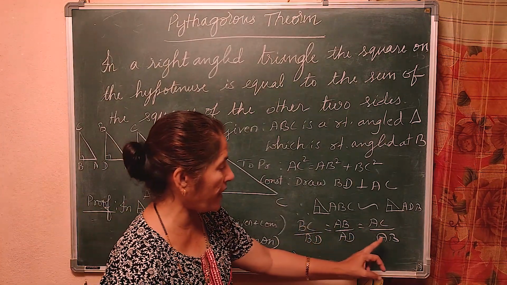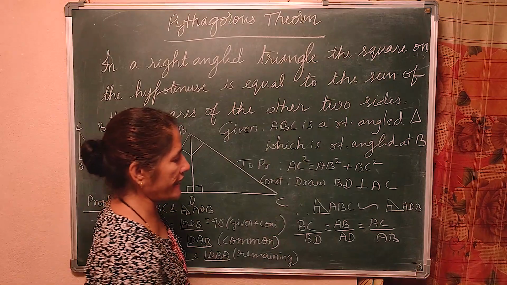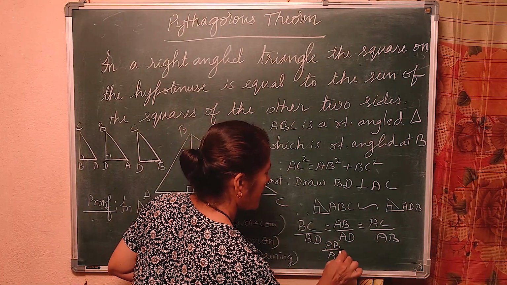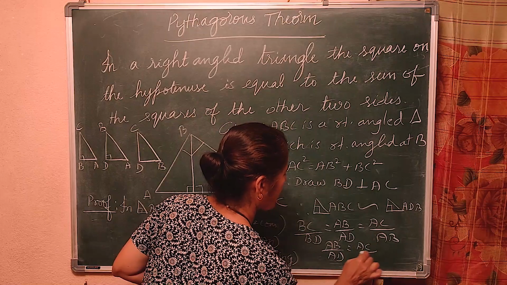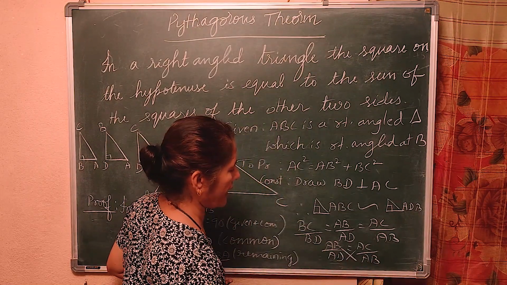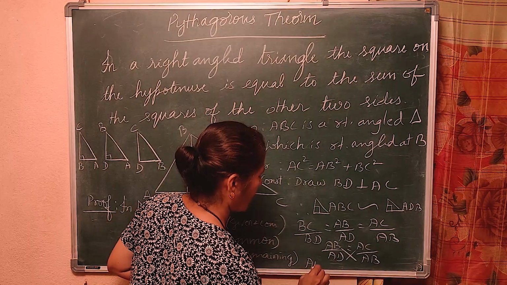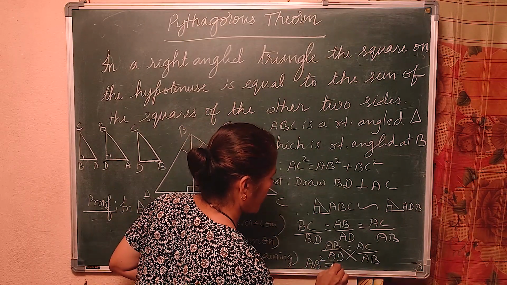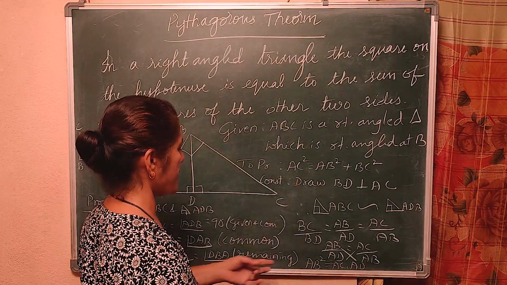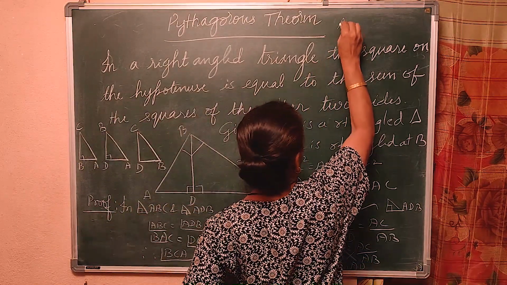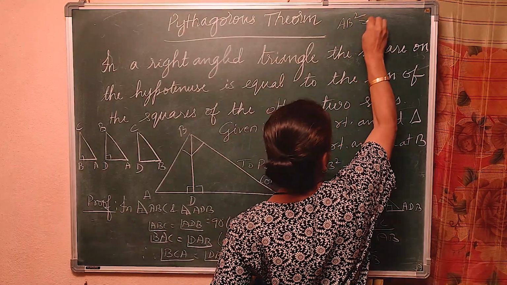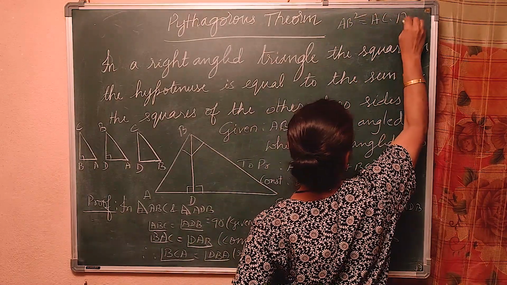Here you see AB repeats twice. So I can take these two. AB by AD is equal to AC by AB. And I do the cross multiplication. What do I get? AB square is equal to AC into AD. So, what did I get? AB square is equal to AC into AD, I write it here and I want to rub the board.